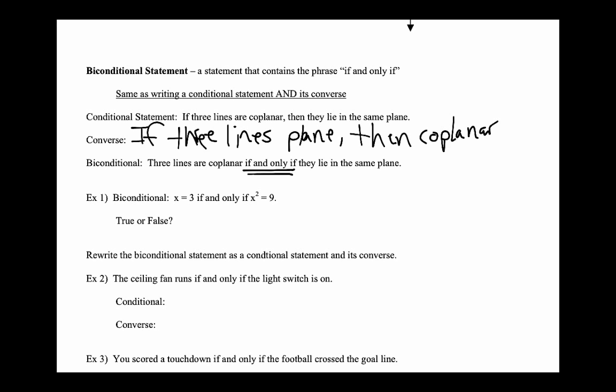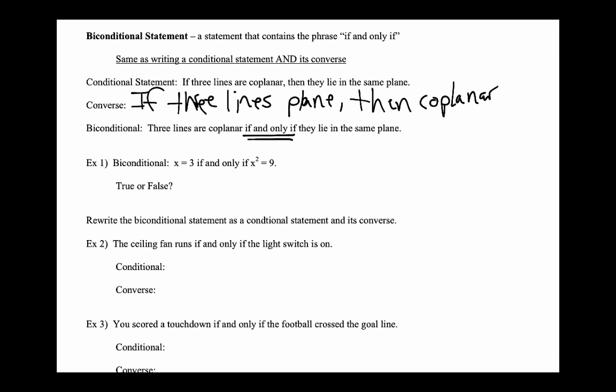So it's difficult to decide if a biconditional statement is true or false. In example number 1, it says x equals 3 if and only if, there's the clue that it's biconditional, x squared equals 9. Well, x equals 3 if x squared equals 9, but what about x equaling negative 3? If x is negative 3, then negative 3 squared is still equal to 9. So x doesn't have to be 3. It could be, but it doesn't have to be. So this would be a false statement.